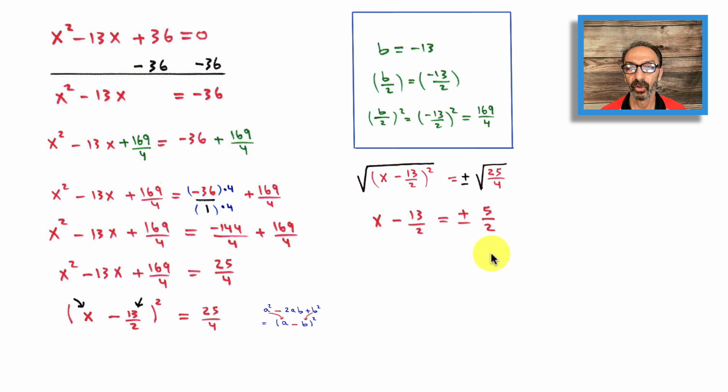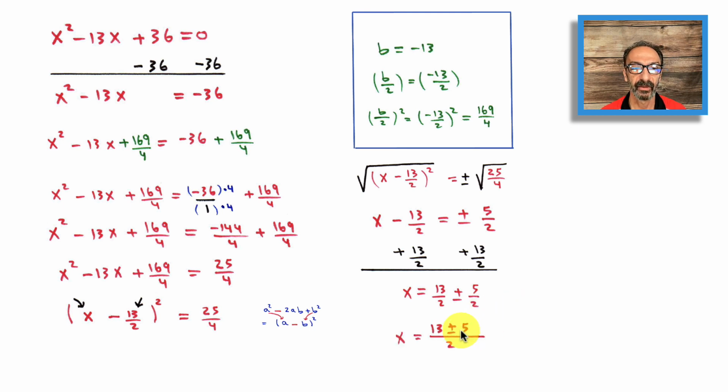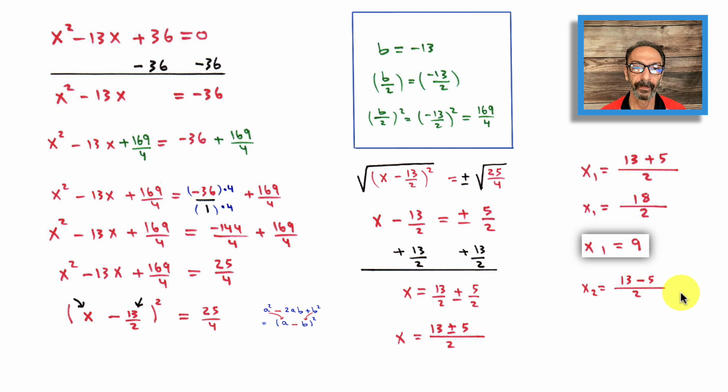We're going to add 13 over 2 to both sides. And now we have 13 over 2 plus minus 5 over 2. Notice that we do have a common denominator here, so we could combine them in one fraction. Now I have 2 options to write x1 and x2. Here's x1. Let's take the plus sign. 13 plus 5 over 2. That's 18 over 2, which is 9. Take the minus option for x2. 13 minus 5 is 8. 8 over 2 is 4. We're done with this example. Let's see one more.